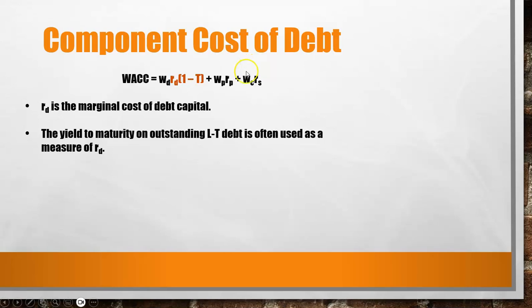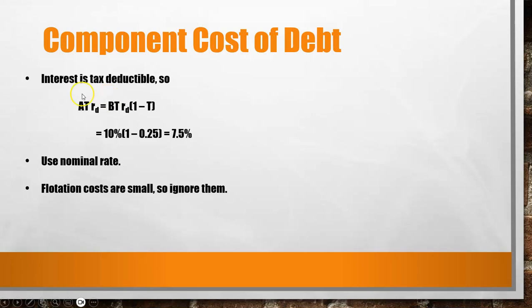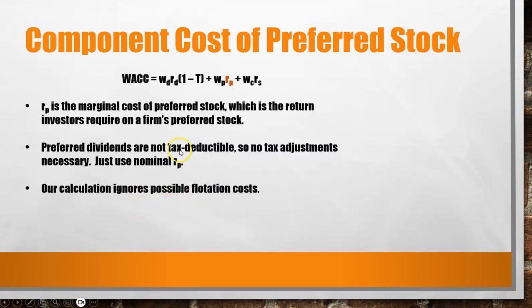So component cost of debt. RD is the marginal cost of debt capital. The yield to maturity on outstanding long-term debt is often referred to as a measure of RD. So here's our inputs. Remember, it was a 1,153, 60 months, semi-annual at 30. So we figure that out. The annual rate is 10%. Interest is tax deductible, so the actual cost is 7.5. Remember, the flotation costs are small, so we're going to ignore those. So the cost of that debt was 7.5%.